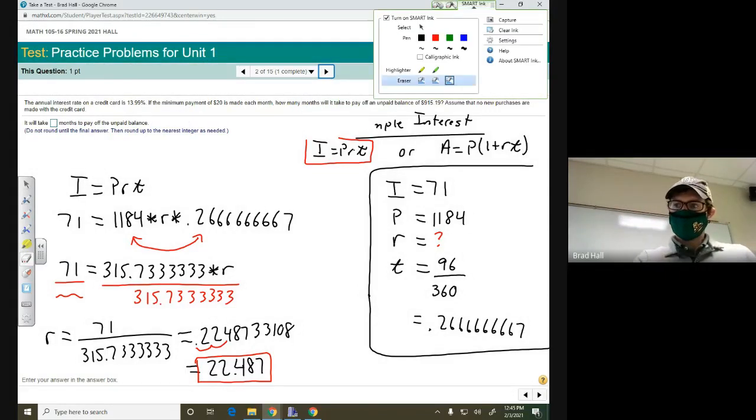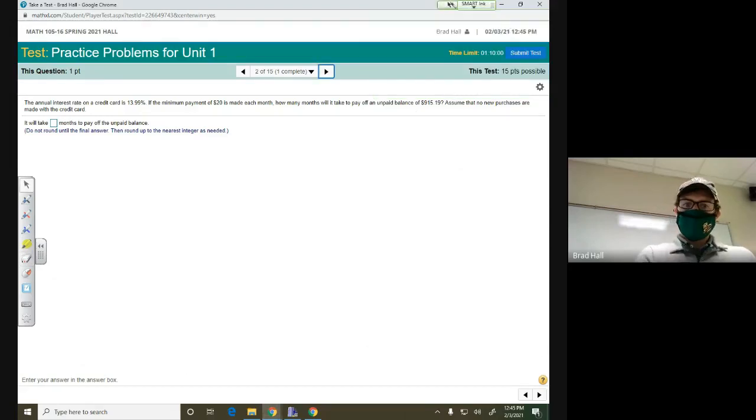So there's an annual interest rate on a credit card of 13.99%. If the minimum payment of $20 is made each month, how many months will it take to pay off an unpaid balance of $915.19? So the first question is, all right, we have 4 sections worth of material. What section does this fall under, it seems like?